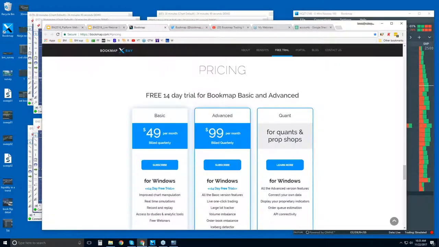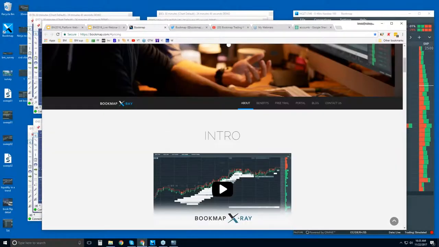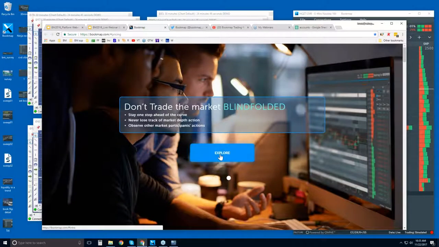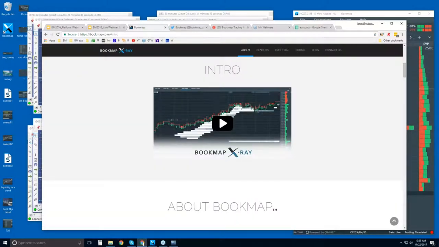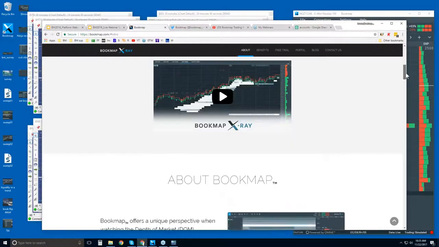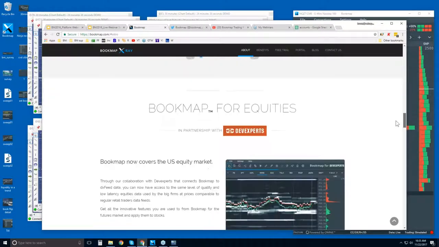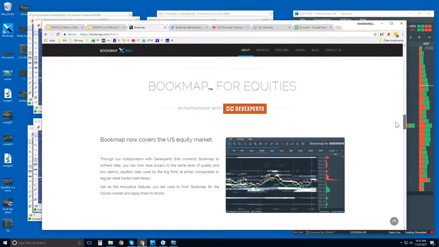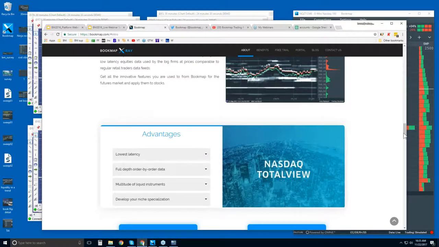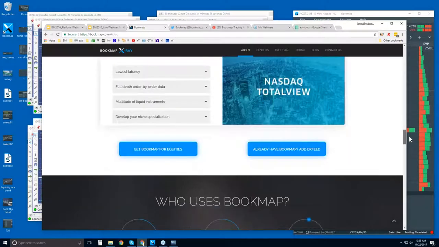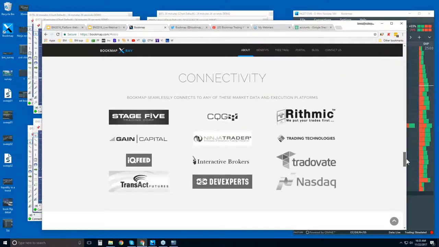So let's go to bookmap.com up here. Click on Explore, and it just drops us down into this intro video. We scroll down through. It's just learn about Bookmap, what's going on here. There's Bookmap for equities with the NASDAQ Total View. It's a great data feed. Other than that, though, we connect to the futures markets, and this is how you will connect, with these brokers and or data providers.